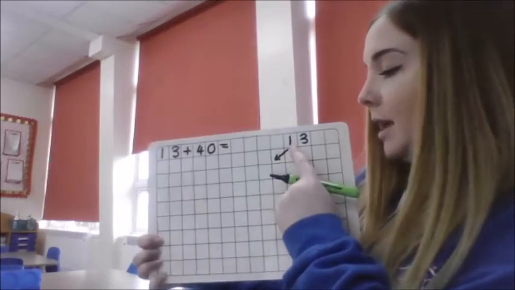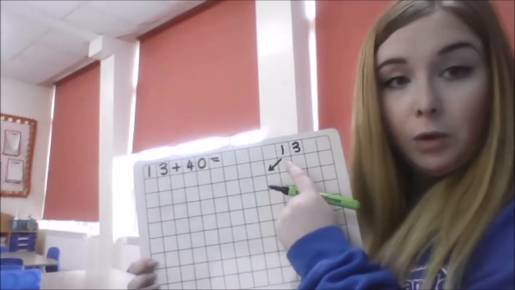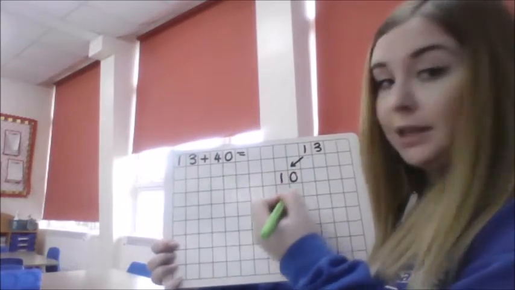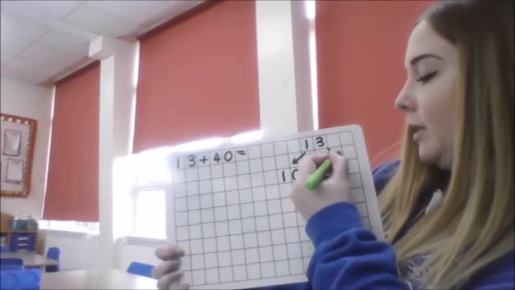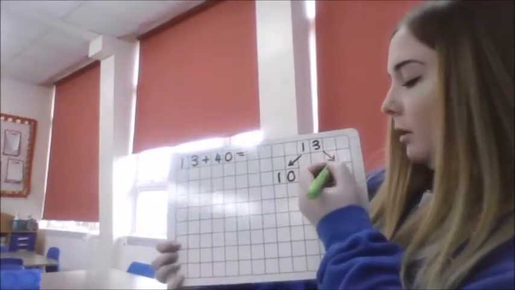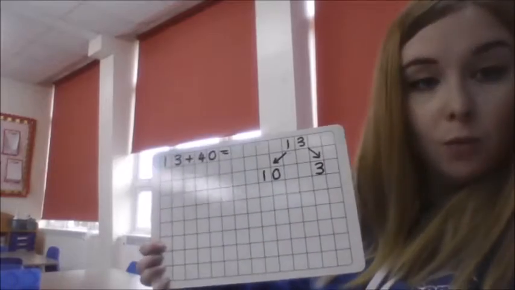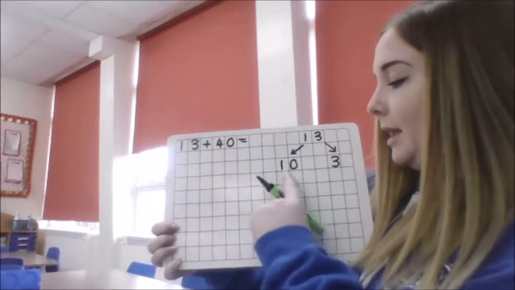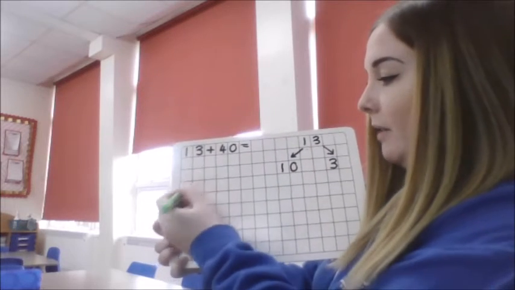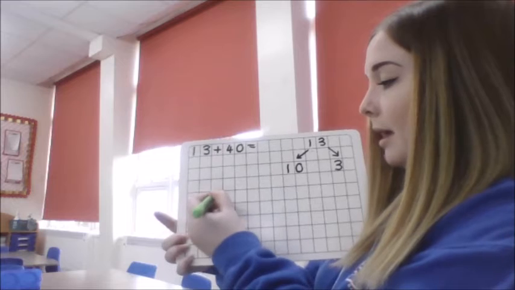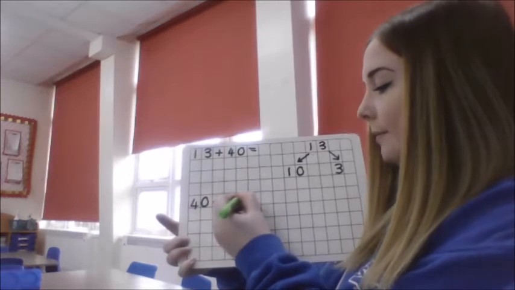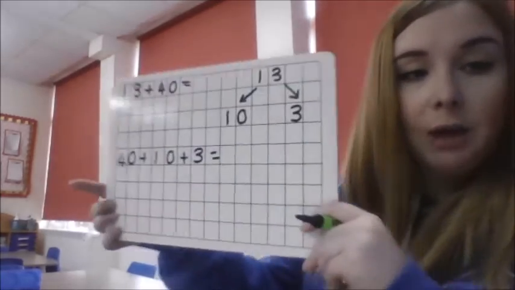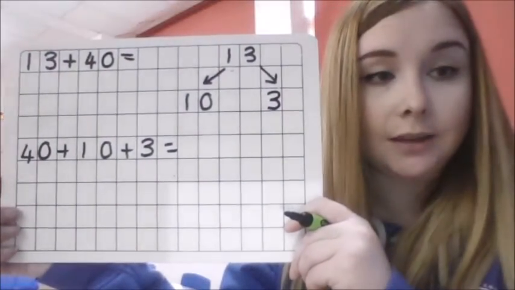And I know that this number 1 in 13 isn't worth 1, it's worth 10 because it's in my tens column. And I know that this 3 is only worth 3 because it's in my ones column. And what I've got to do now is add these together. So now I've got 40, add 10, add 3. Okay, so this time we've got 3 numbers in our addition sentence.